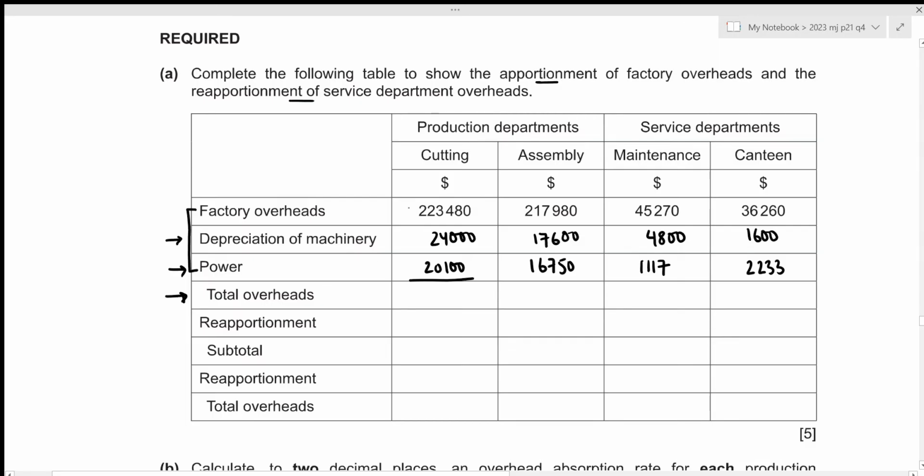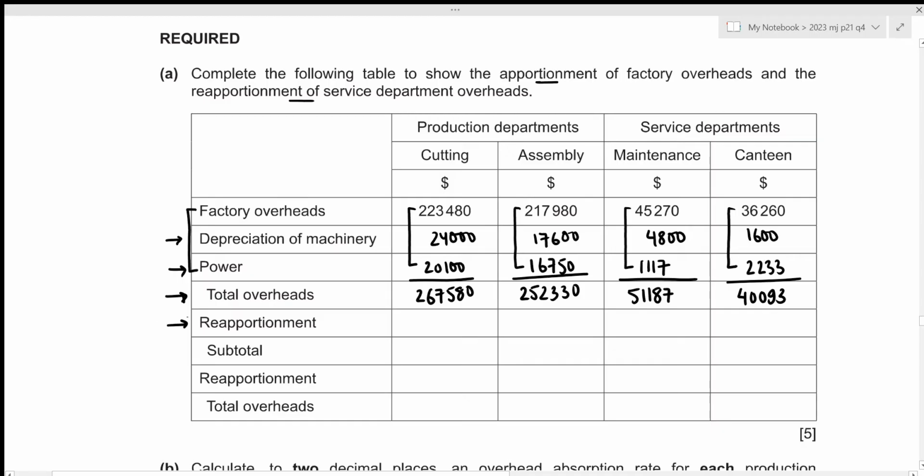So for cutting department, that will be 223,480 plus 24,000 plus 20,100, which results in 267,580. For assembly department, that's going to be 217,980 plus 17,600 plus 16,750, which results in 252,330. Now for maintenance, that's going to be 45,270 plus 4,800 plus 1,117, which results in 51,187. And for canteen, that will be 36,260 plus 1,600 plus 2,233, which results in 40,093.